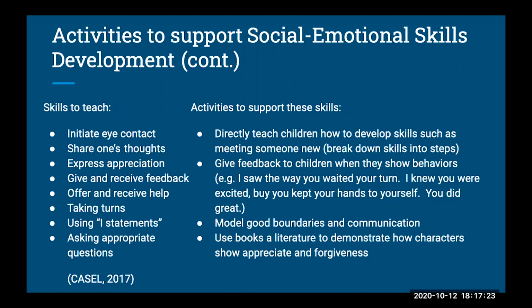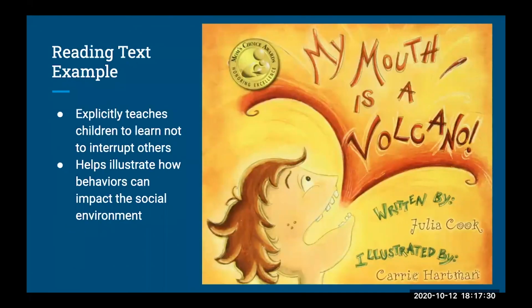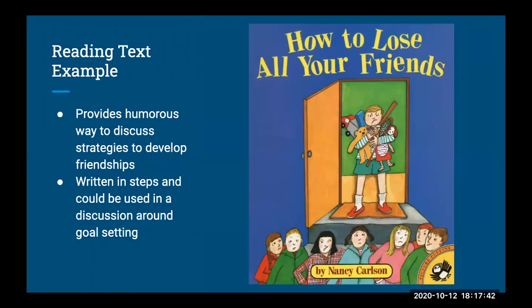And again, literature can be a great way to explore these behaviors with children. One such book is My Mouth Is a Volcano, which helps explicitly teach strategies for not interrupting and sharing ideas appropriately. Another book that teaches explicit skills is How to Lose All Your Friends. This book explores in a humorous way social behaviors needed to develop friendships, and it can also tie into discussions around goal setting.